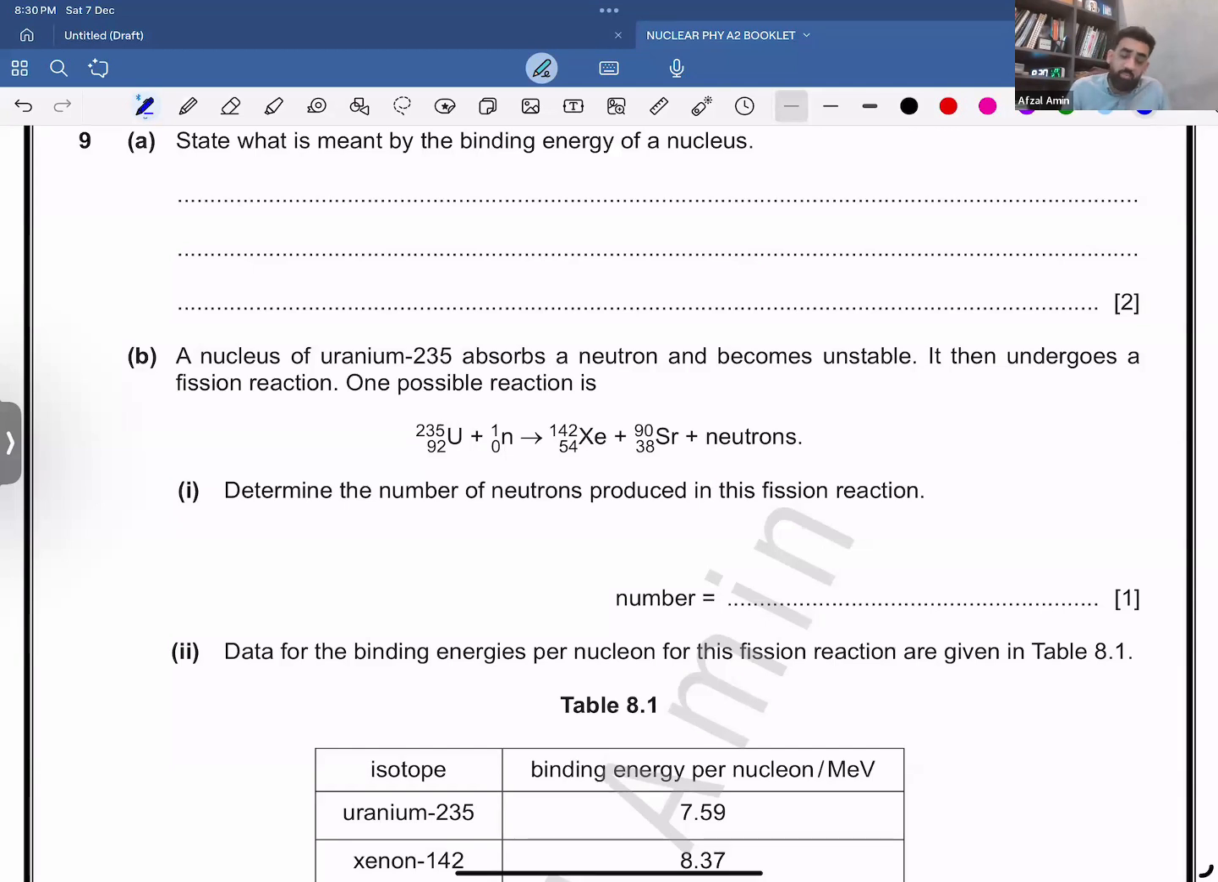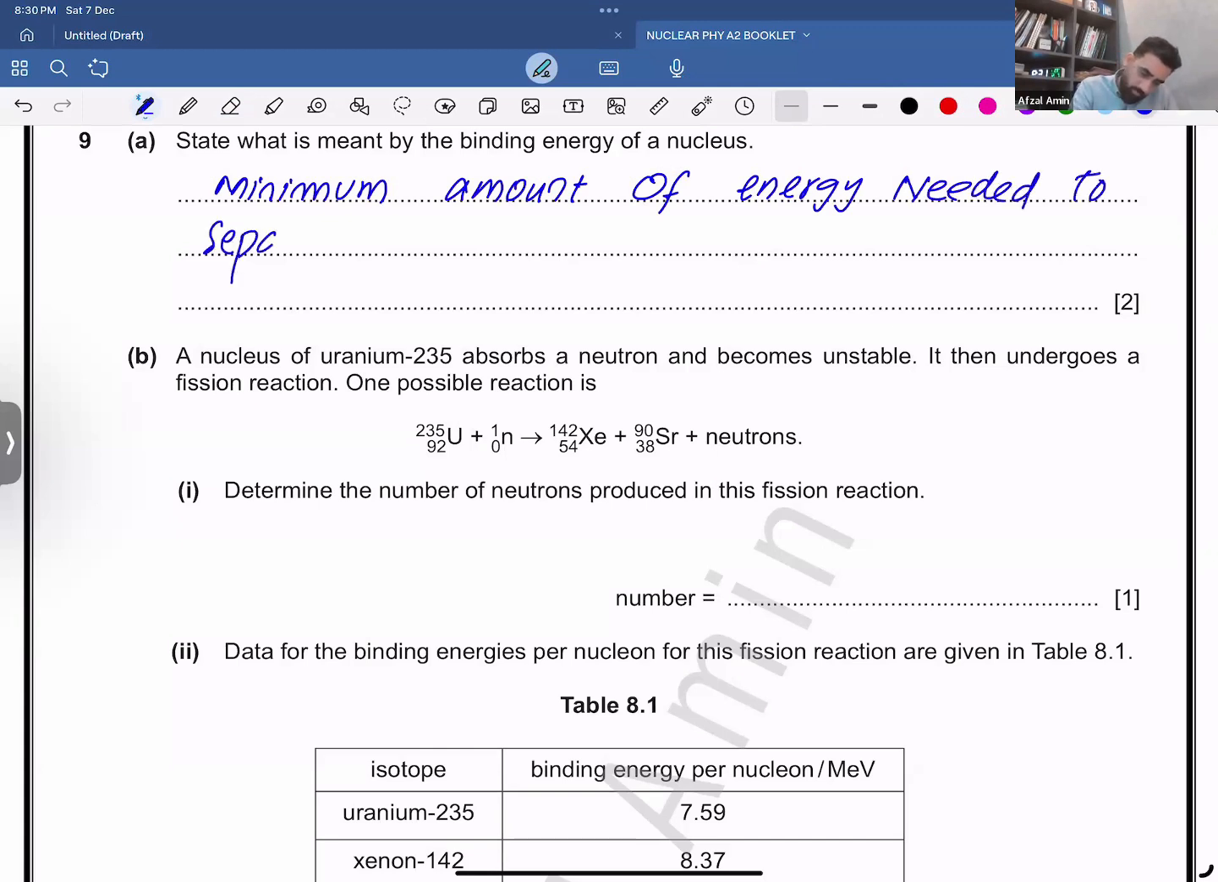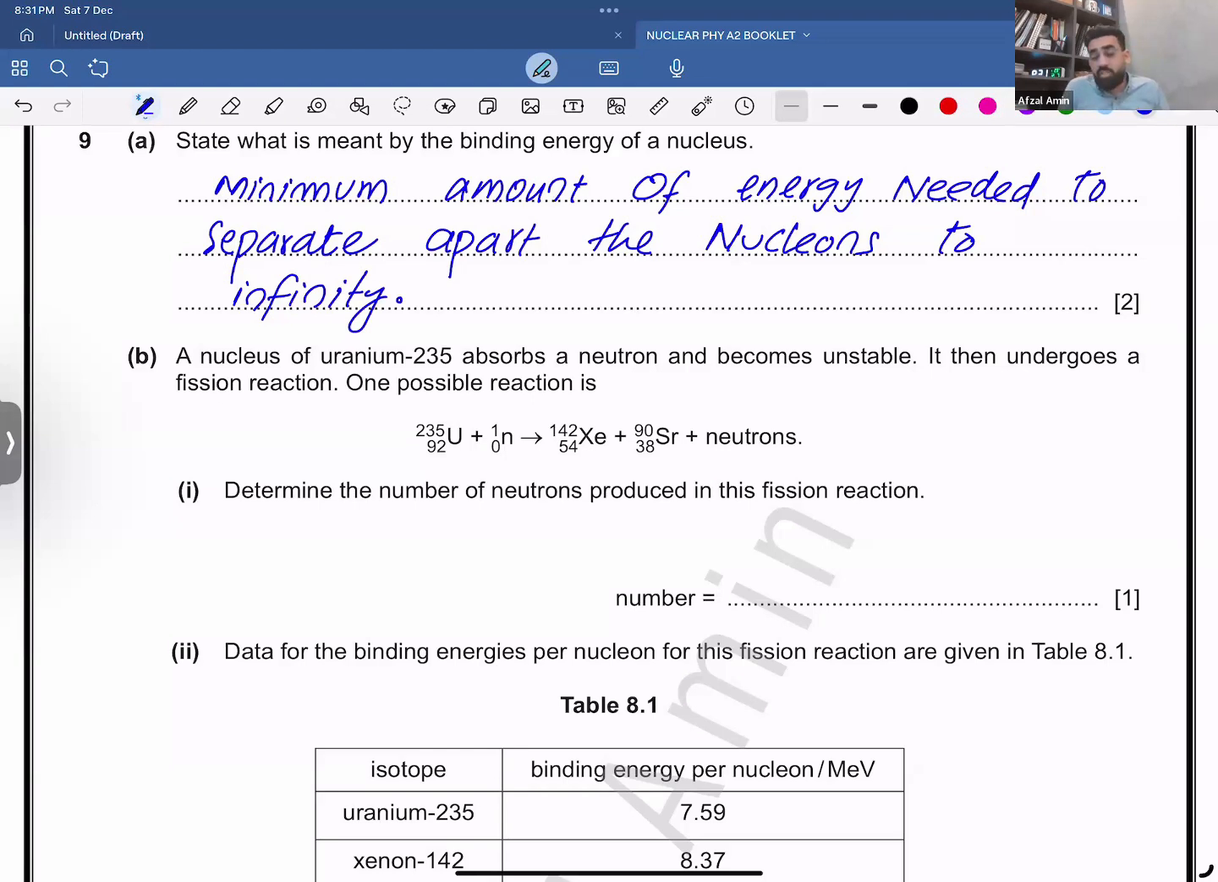Question number 9 says, state what is meant by binding energy. We defined it today at the beginning of the lesson: the minimum amount of external energy needed to separate the nucleons apart to infinity. Yes or no?